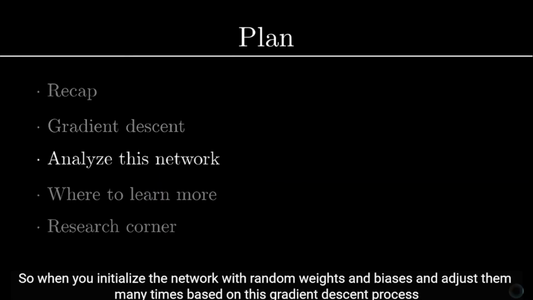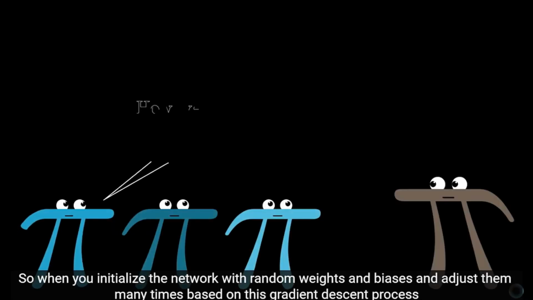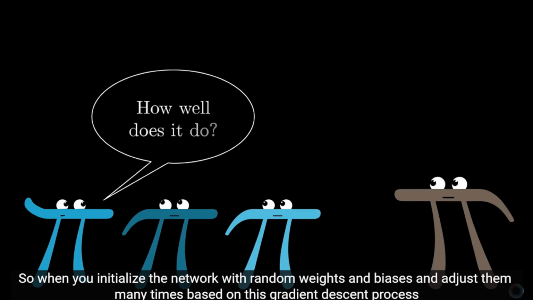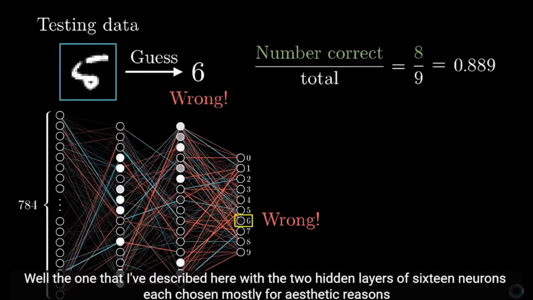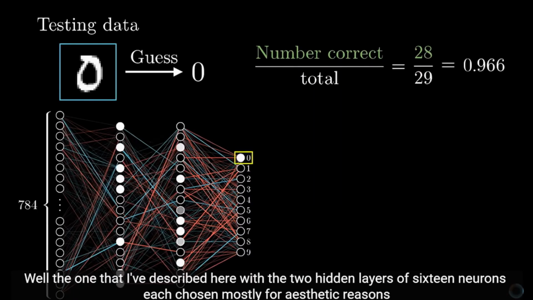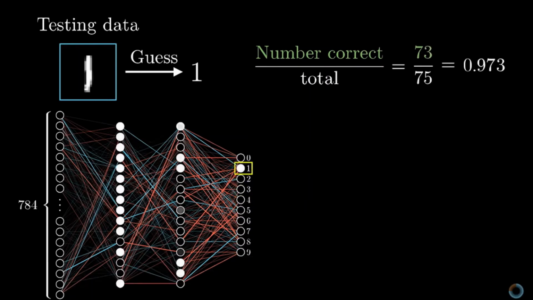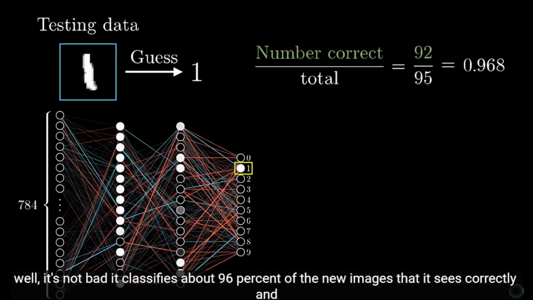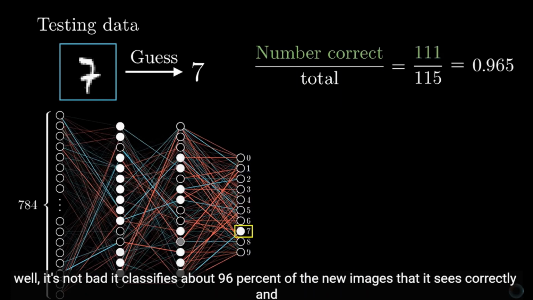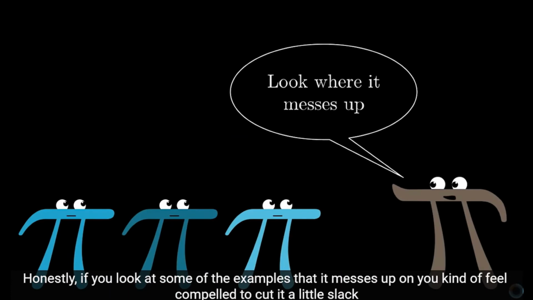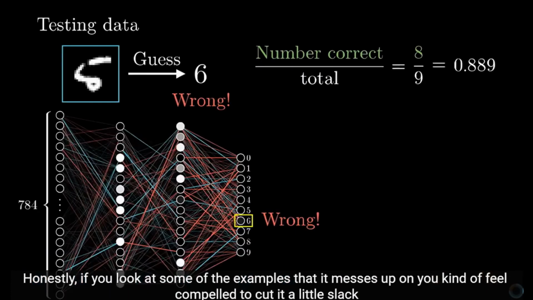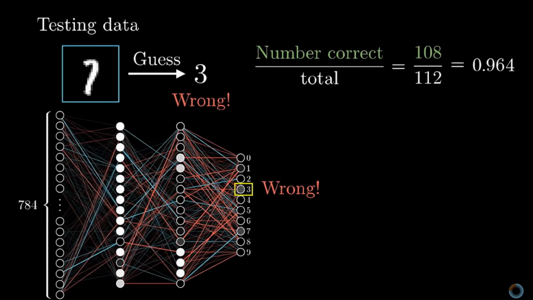So, when you initialize the network with random weights and biases and adjust them many times based on this gradient descent process, how well does it actually perform on images that it's never seen before? Well, the one that I've described here, with the 2 hidden layers of 16 neurons each, chosen mostly for aesthetic reasons, well, it's not bad. It classifies about 96% of the new images that it sees correctly. And honestly, if you look at some of the examples that it messes up on, you kind of feel compelled to cut it a little slack.